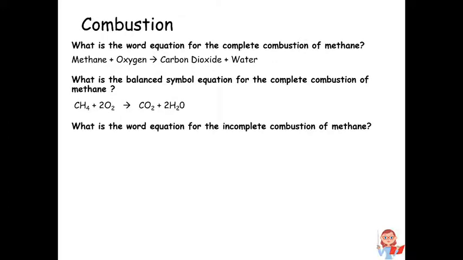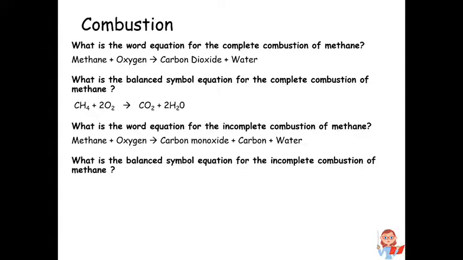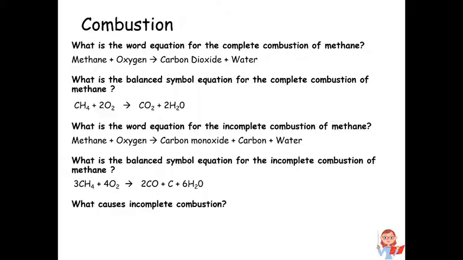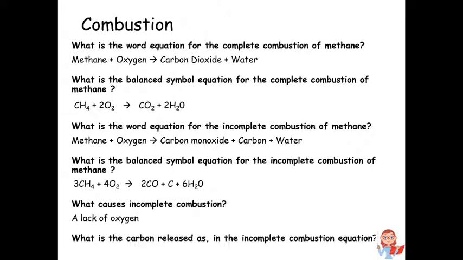What is the word equation for the incomplete combustion of methane? Methane plus oxygen produces carbon monoxide plus carbon plus water. What is the balanced symbol equation for the incomplete combustion of methane? 3CH4 plus 4O2 produces 2CO plus C plus 6H2O. What causes incomplete combustion? It's a lack of oxygen. And finally, what is the carbon released as in the incomplete combustion equation? That is soot.